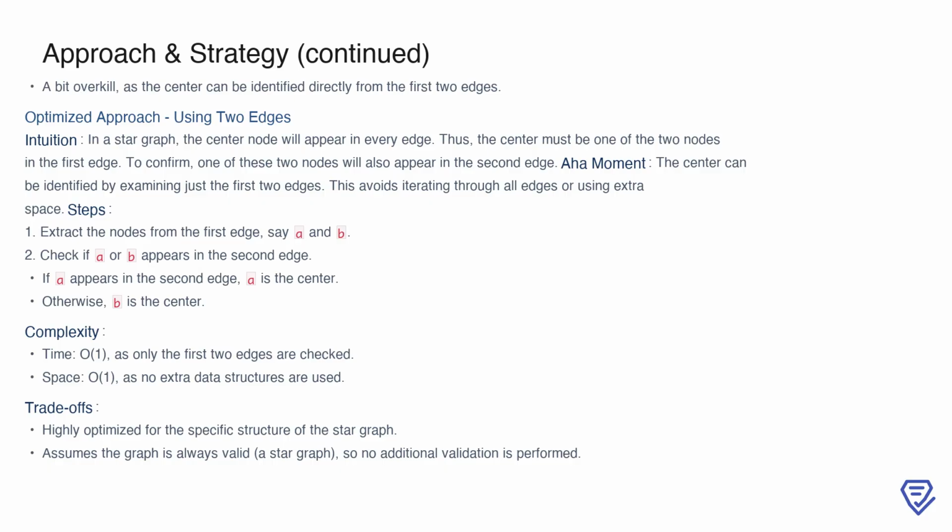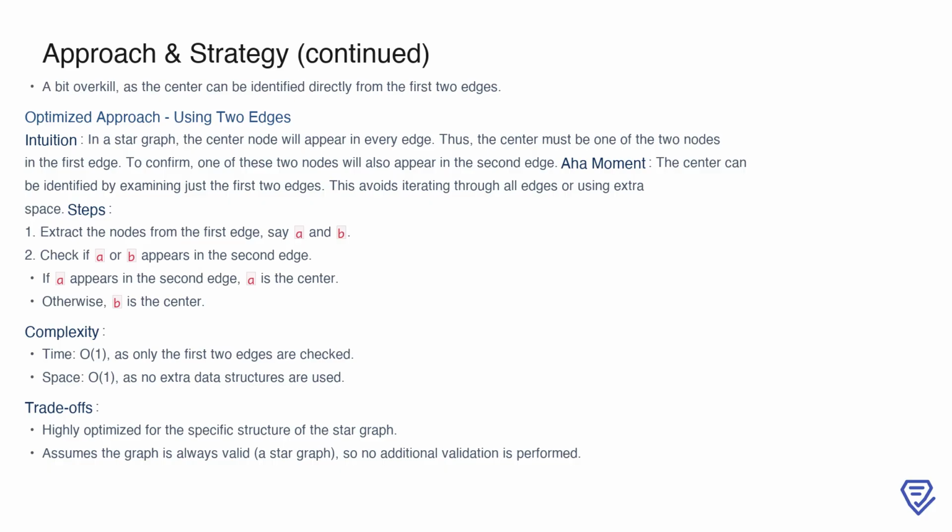A more efficient method leverages the unique structure of the star graph to drastically simplify the process. Instead of counting degrees for all nodes, we can identify the center directly from the first 2 edges of the graph. The key insight here is that in a star graph, the center node appears in every edge.